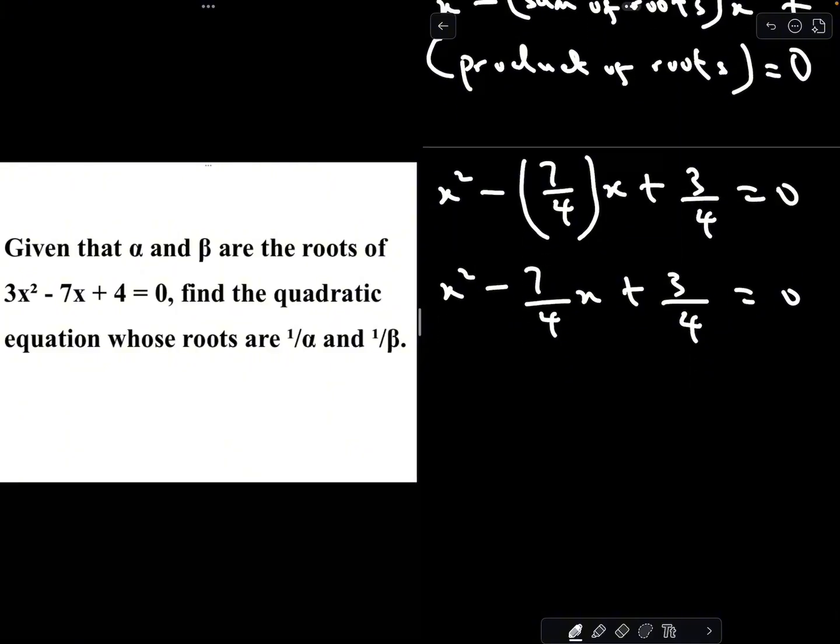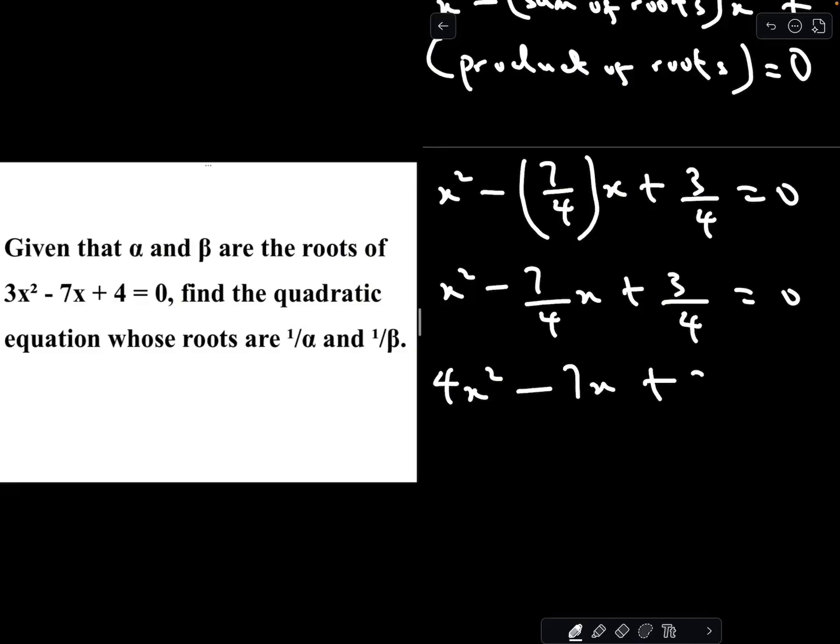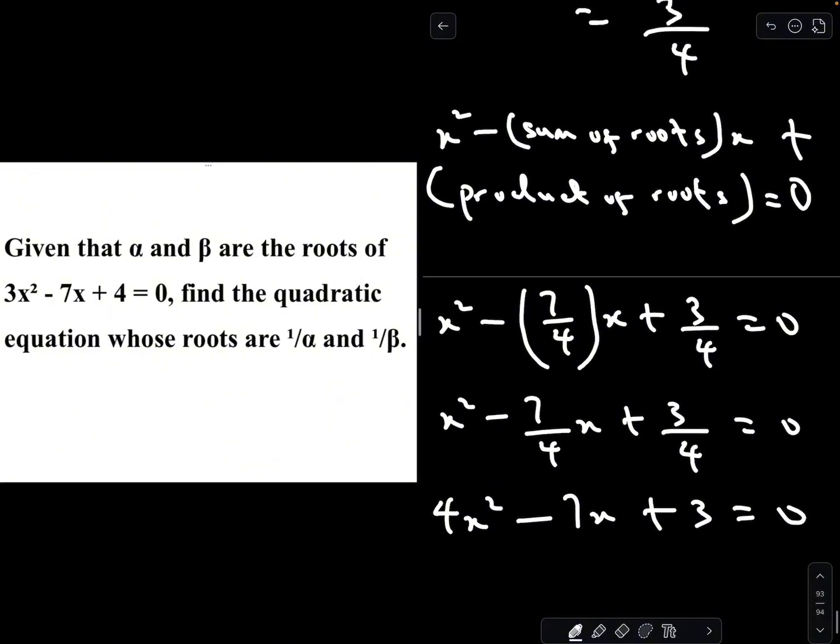Now, to clear the fractions, I can multiply through by 4. If I multiply through by 4, that simply means 4x squared minus 7x plus 3 equals 0 is a quadratic equation whose roots are 1 over alpha and 1 over beta. And that's it, very, very simply.